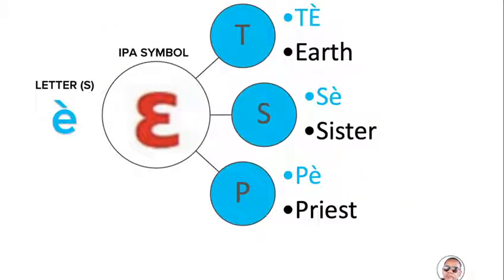Letter E, IPA sound E. T-E-T, which means earth, la terre, the earth. S-E-C, which means sister. C'est moi, that means my sister. P-E-P, which means priest or to be afraid. Moi pe, that means I'm afraid. Moi c'est yon pe, I am a priest.